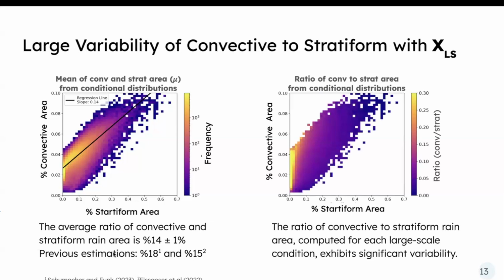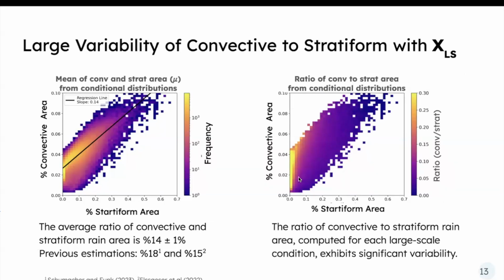So this linear regression told me the ratio of convective to stratiform on average, but I could also look at that for each conditional distribution to see if it has variability with the larger scale condition. And we see that it could change from 0 to 30% or even much more than 30%, because I cap this. I have conditions where I have stratiform but not convective. In that case, if I fit a linear regression, the slope is going to go to infinity. So I cap this to 0.30.